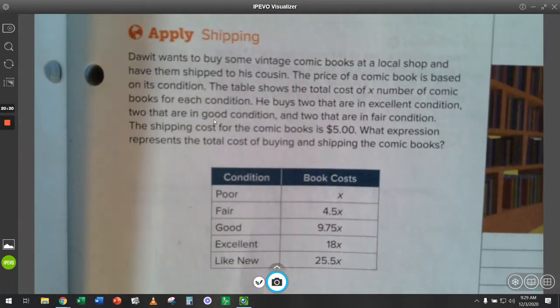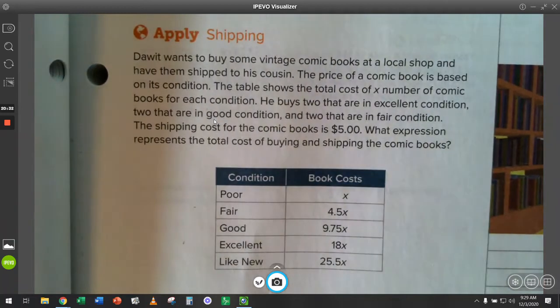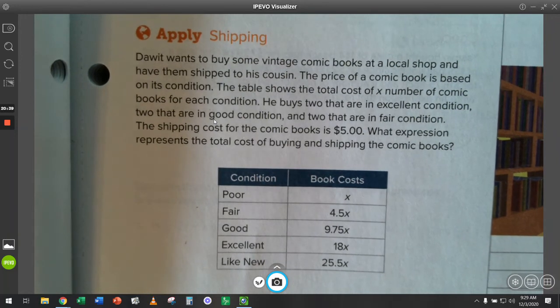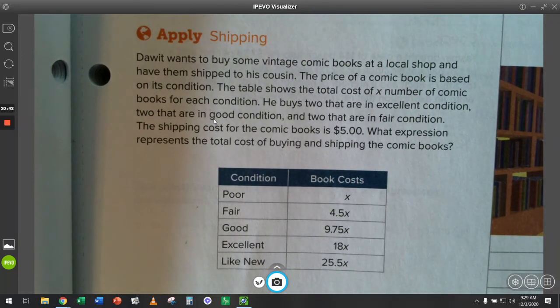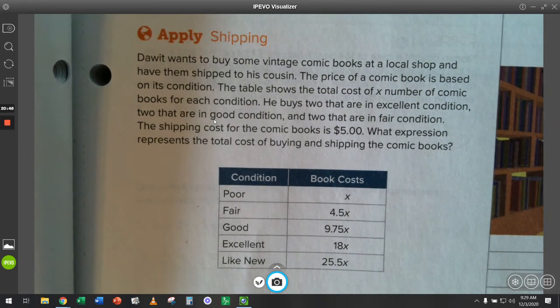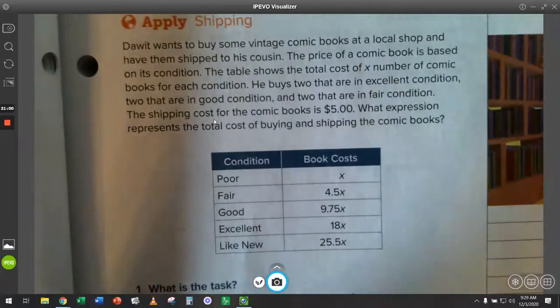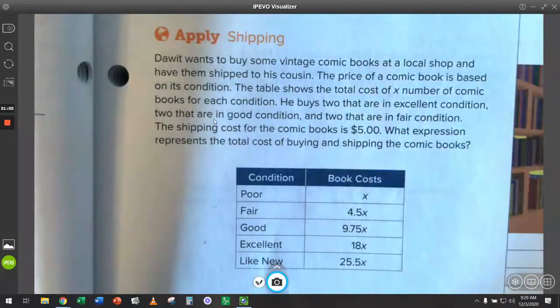All right, moving on to our apply problem here. DeWitt wants to buy some vintage comic books at a local shop and have them shipped to his cousin. The price of a comic book is based on its condition. The table shows the total cost of x numbers of comic books for each condition. He buys 2 that are in excellent condition, 2 that are in good condition, and 2 that are in fair condition. The shipping cost for the comic books is $5. What expression represents the total cost of buying and shipping comic books?